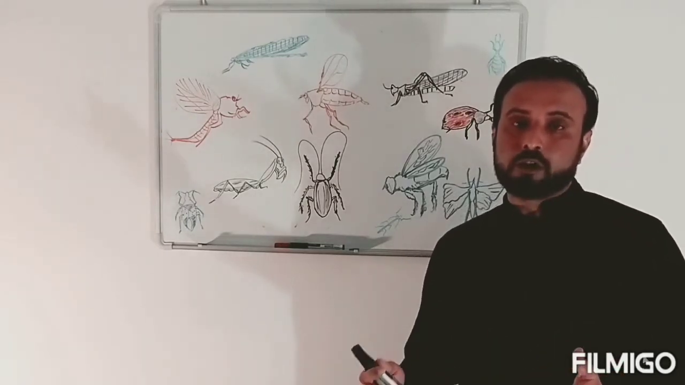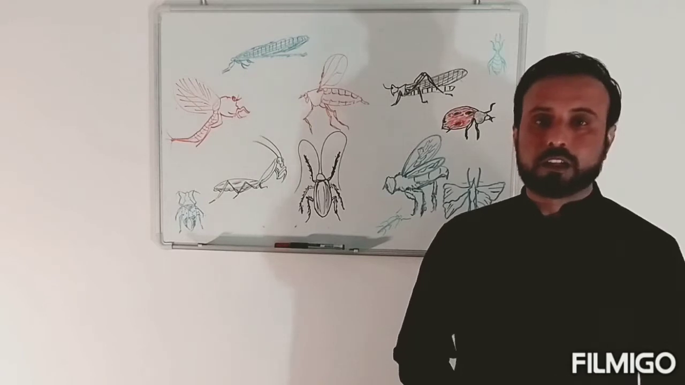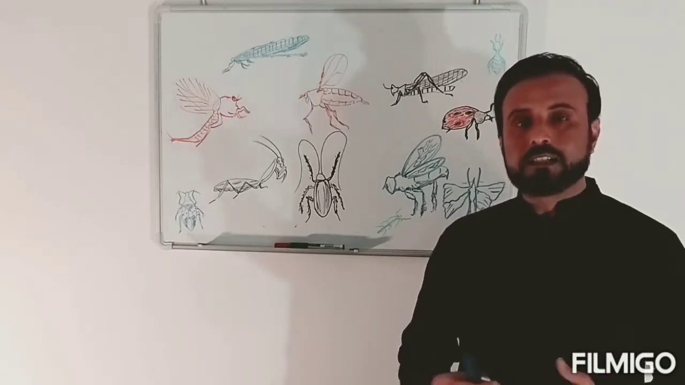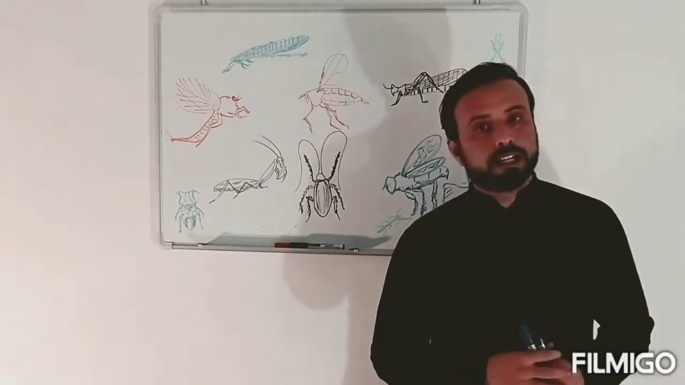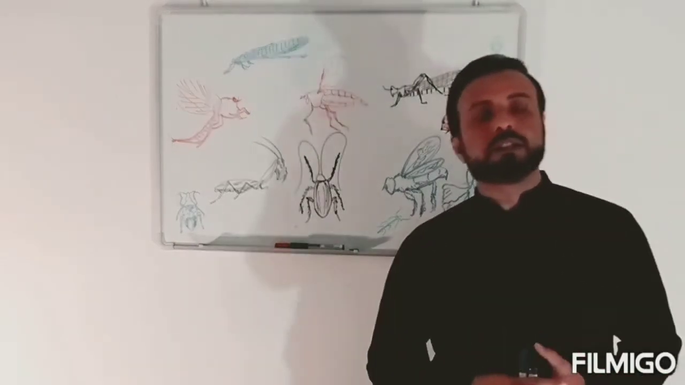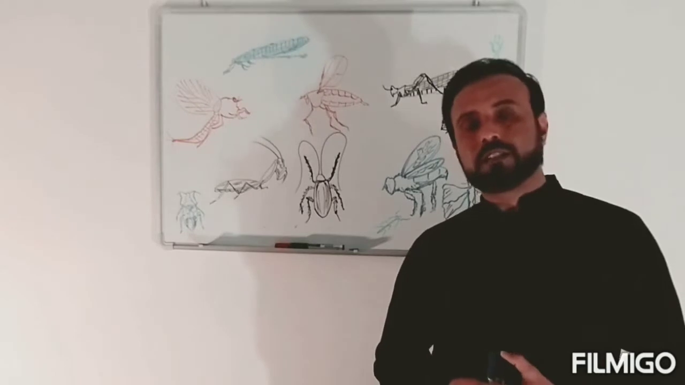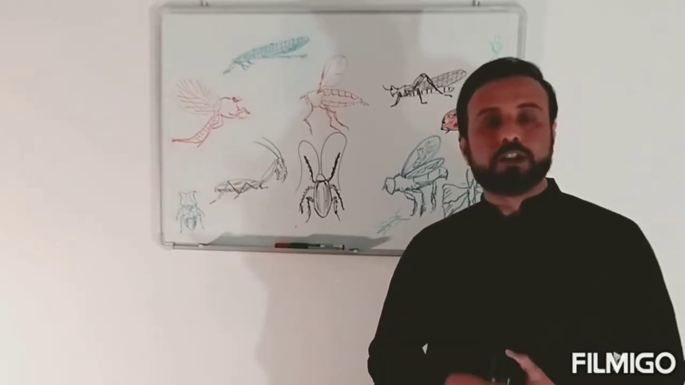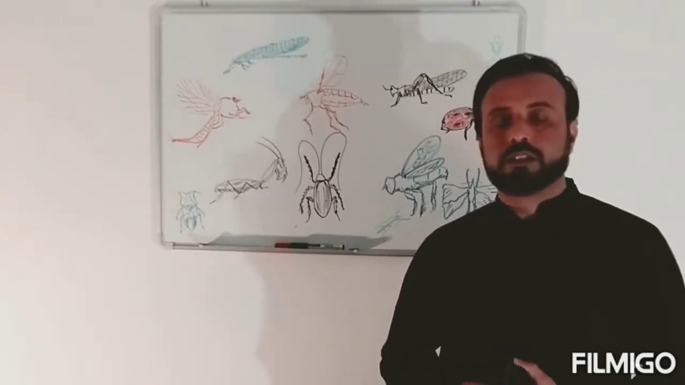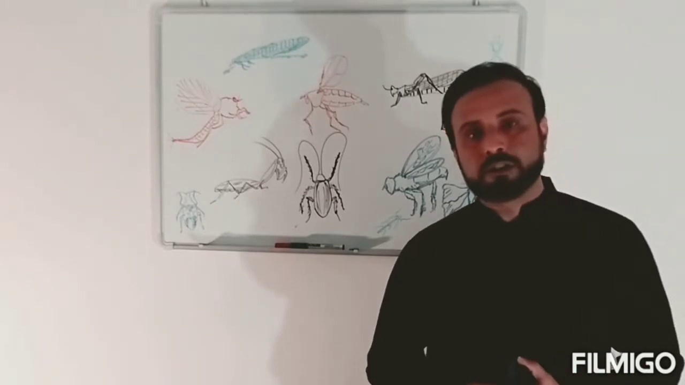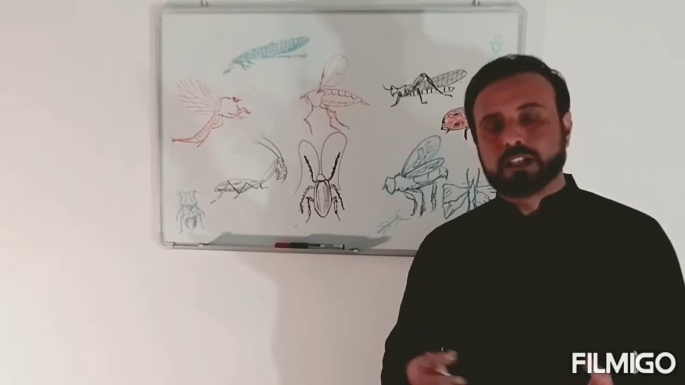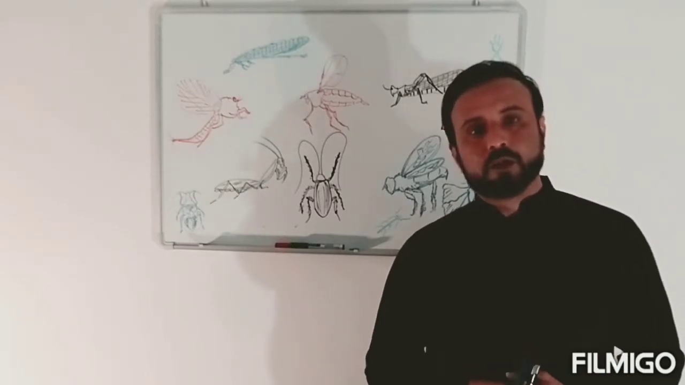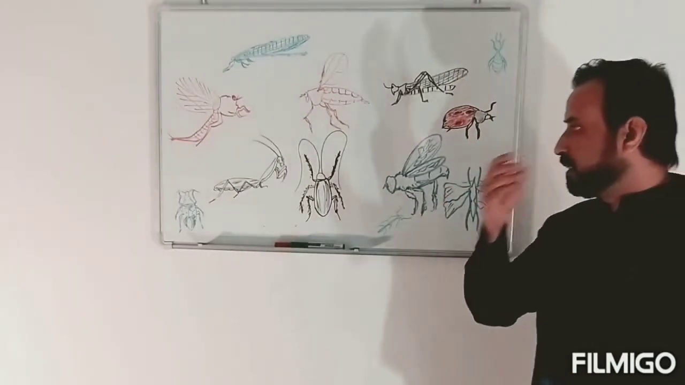How one order of insect differs from another order of insect, that is the thing that we will discuss today. I will try to simplify it for you, and I will discuss the major orders of insects which you see in your daily routine life, like grasshoppers, butterflies, moths, mayflies, ants, and many other insects. So to start with, I have made certain diagrams here.